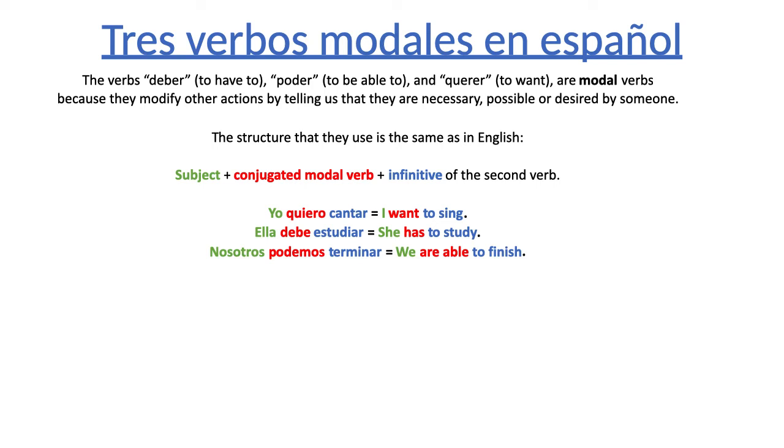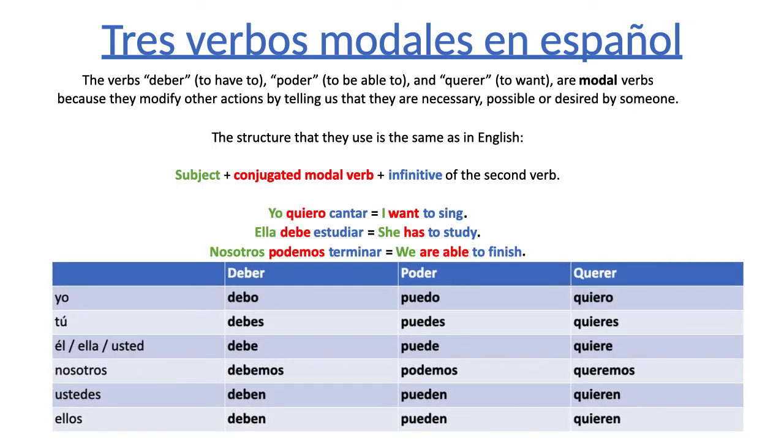Because those are the main things that you want to say about an action, either that you want to do it, or that you're able to do it, or that you have to do it, right? So let's look at the actual conjugation of these. It's right here in this table. So deber goes like this. Yo debo, tú debes. Él, ella, usted debe. Nosotros debemos. Ustedes deben. Ellos deben.